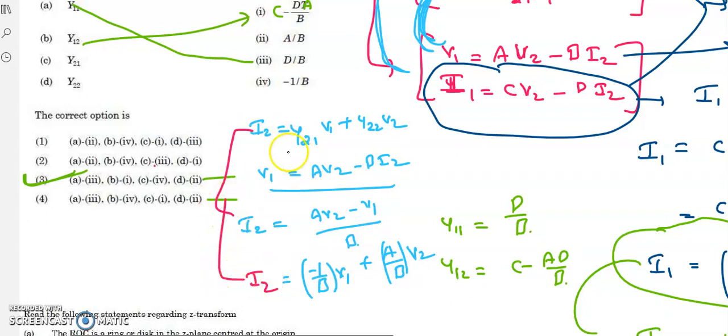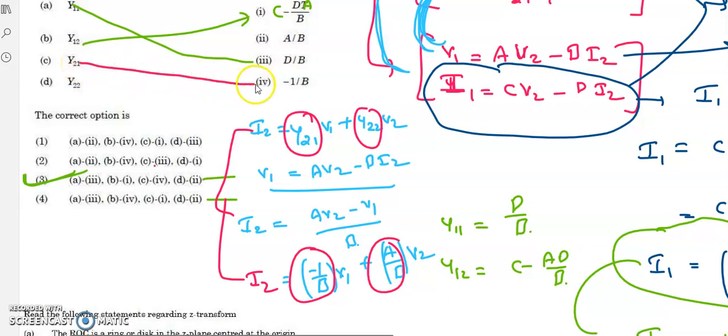So I2, V1 and V2, V1 and V2. So in the place of Y21, what is that? Minus 1 by B. And in the place of Y22, what is that? A by B. So in the place of Y21, I'm having minus 1 by B. That means C is matching up with the 4. See? C is matching up with the 4. And in the place of Y22, A by B is there. So D is matching up with the 2. So it means the third option is the correct one.